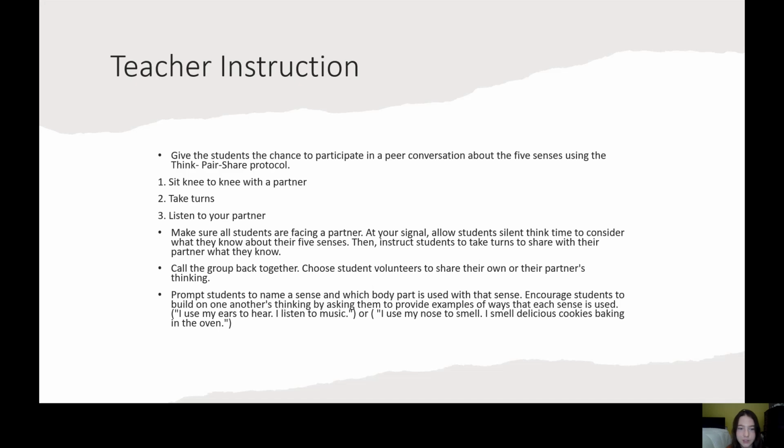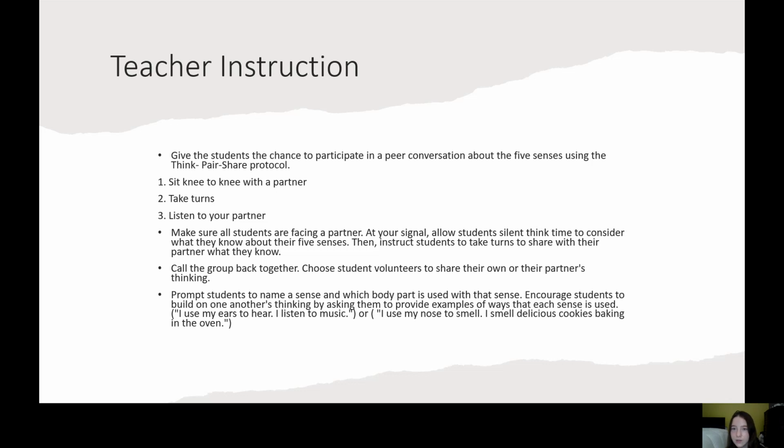Okay, teacher instruction. This is one of the big parts of the lesson. So you're going to give the students a chance to participate in a peer conversation about the five senses using the Think, Pair, Share protocol. So you're going to have your students sit knee to knee with a partner. They're going to take turns and they're going to listen to their partners. So make sure all students are facing a partner before you begin.